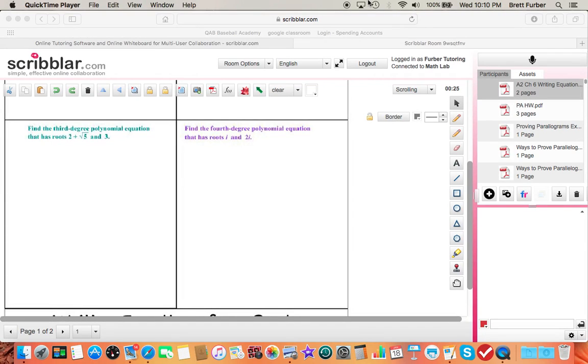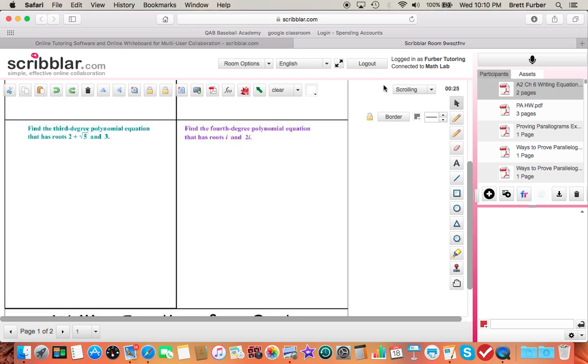Okay, and then this last one is actually not too bad compared to the others that we've done. This is asking for a fourth degree polynomial, but luckily the roots are not binomials, so it makes it a little easier. But we still have imaginary roots, which means their conjugates are also roots. So it says, find the fourth degree polynomial equation that has roots i and 2i.